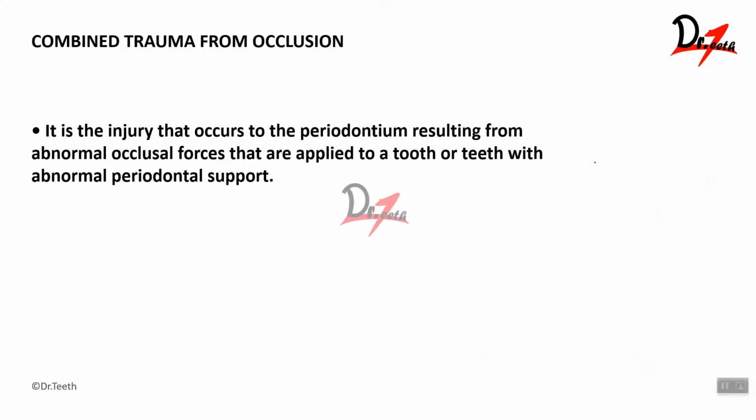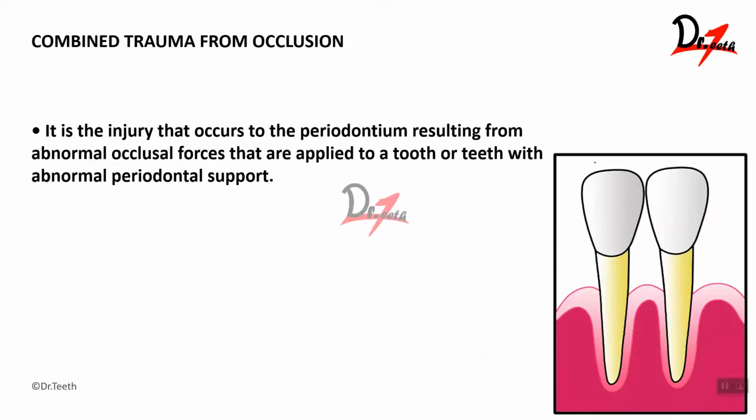Coming on to the combined trauma from occlusion. Now in this particular scenario, abnormal heavy occlusal forces are applied to teeth where already the periodontium is compromised. So here both the situations are occurring. Even the occlusal forces are altered and even the periodontal support is inadequate. So this leads to trauma from occlusion.